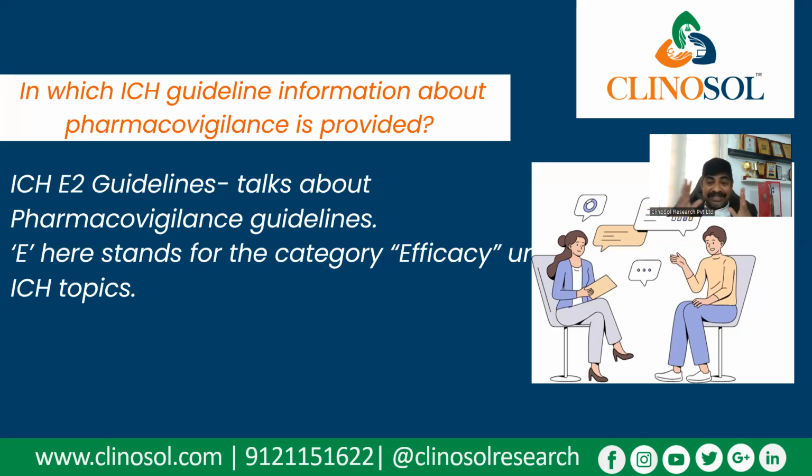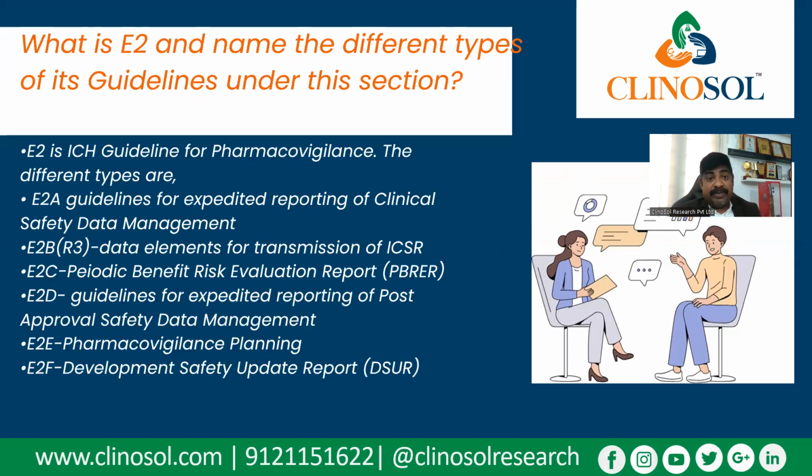So if anyone asks where pharmacovigilance comes in your ICH guidelines, then it is ICH E2, which is the efficacy 2 guideline, which talks about pharmacovigilance. E stands for efficacy in your ICH topic. So if anyone asks you in which ICH guidelines the information about pharmacovigilance is provided, ICH E2 is the answer. And this provides the subsections of pharmacovigilance and the guidelines used in pharmacovigilance.